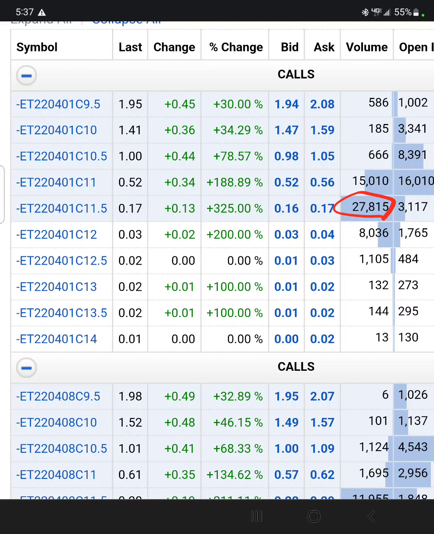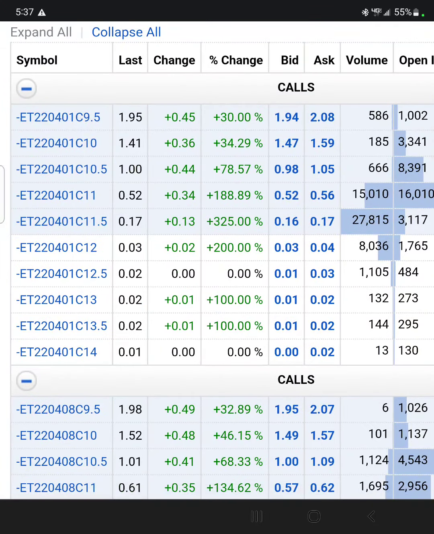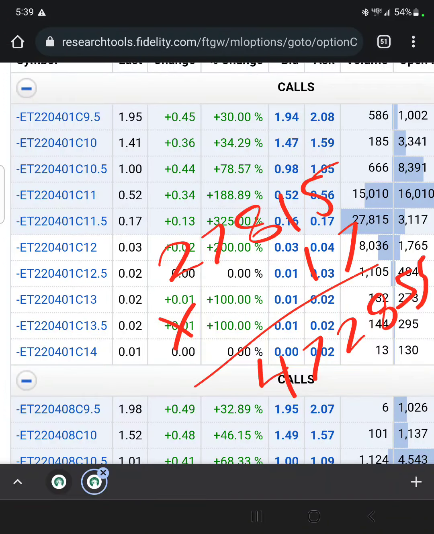So a quick way to look at that number wise, if we do an average, right, so we say 27,815 times, we'll say the closest one, which is like 17, which this is an option, so you multiply that by 100 contracts. So if we're looking at that, that means for this in the money call that's there, there have been around $472,000 worth of it purchased, which is kind of high.